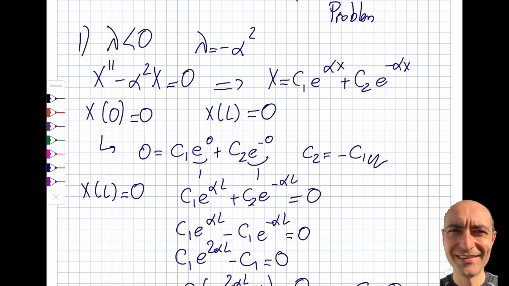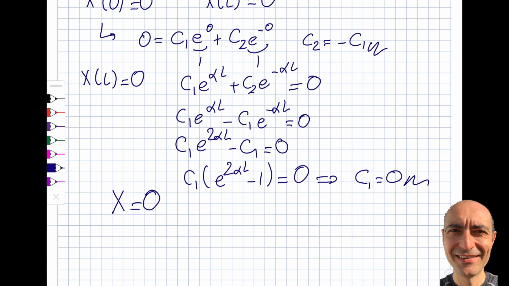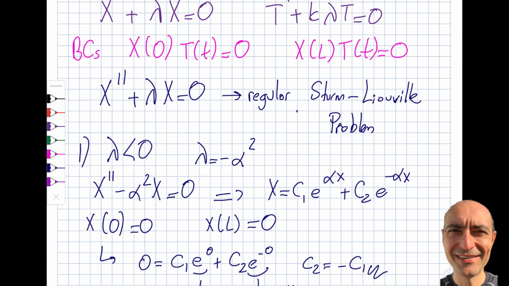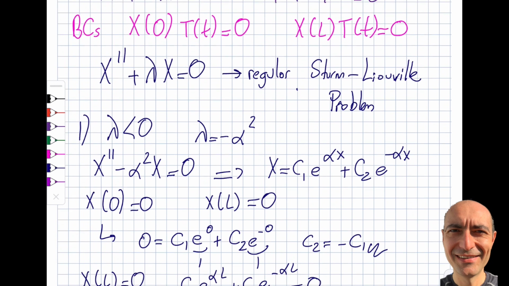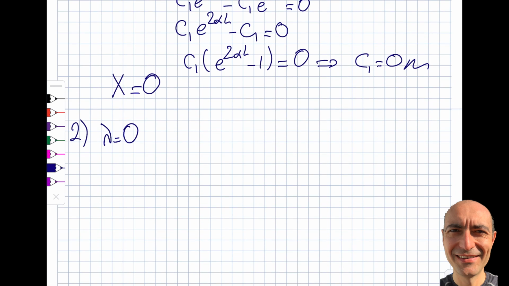But I'm still not panicking because I have 2 more to go. I have lambda equal to 0, and I also have lambda equal to a positive value. So let's do the second one, which simply says that lambda is equal to 0. If I go back up here, you can see x double dot will be equal to 0. Okay, so what does this mean? Then my x will be c1 x plus c2. I can use c1 and c2 because it was 0 before.